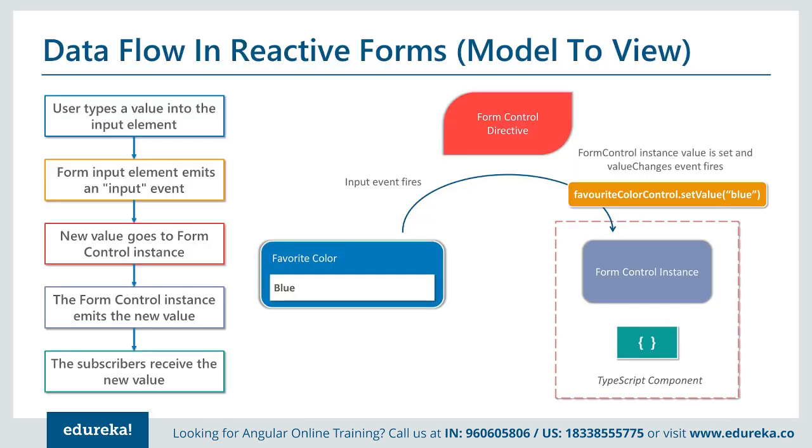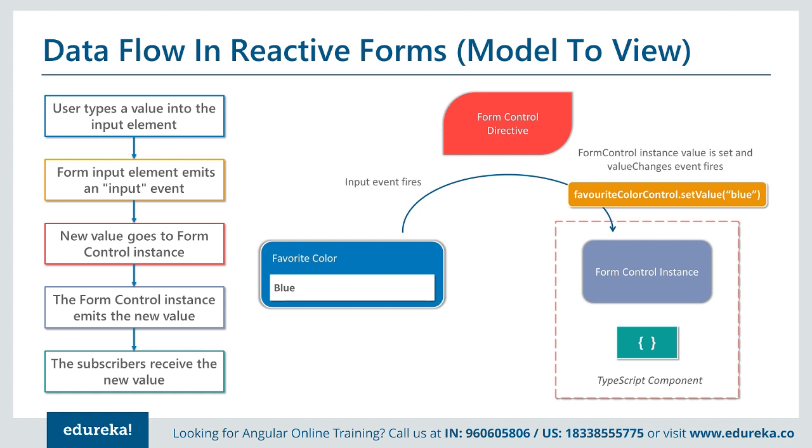How does data flow in the reactive form? The user types a value into the input field. The form input element emits an input event. The new value goes to the form control instance. Where is the new value going to sit? The form control instance. What is a form control instance in our case? It is the email. So that is one thing.